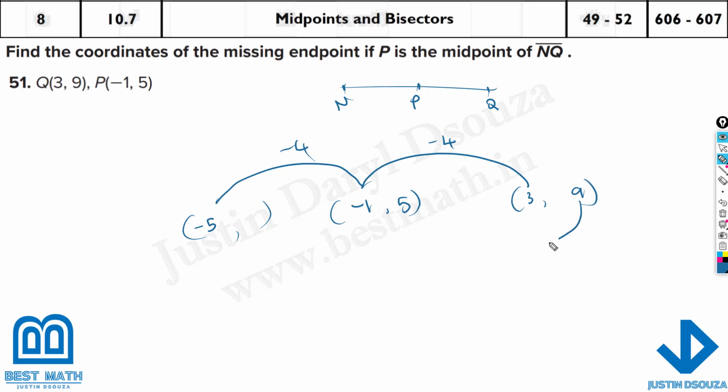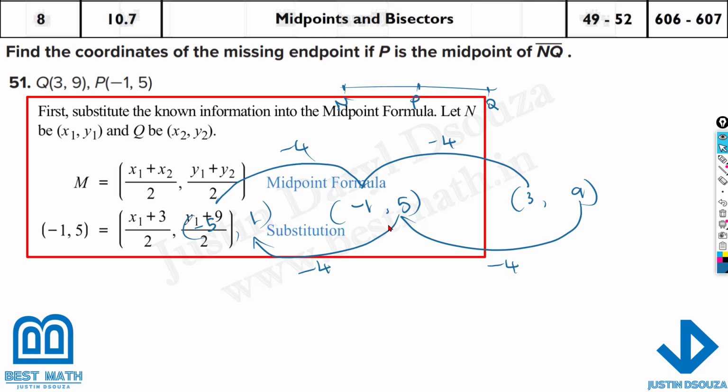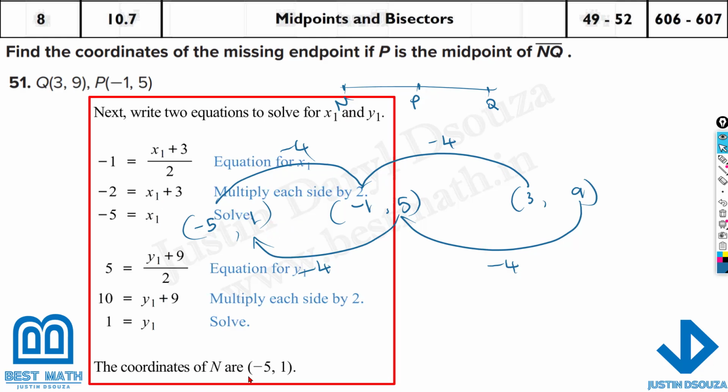Now what about this? It's minus 4 from 9 to 5. See, from left to right we were increasing. Now we are going back because this point is behind it. You can't add 4 to it. If you add 4, it's 9. So you have to subtract 4. It'll be 1. Both are minus 4 and minus 4. It's negative 5 and 1. That will be the answer. You can see that's minus 5 and 1.